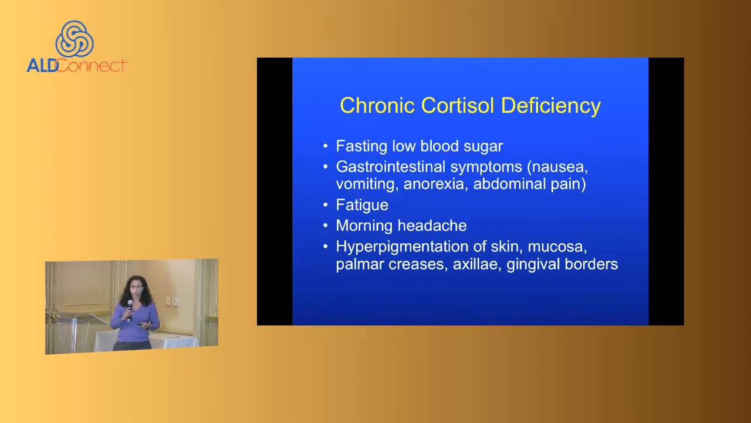If there's chronic cortisol deficiency, you could have a fasting low blood sugar. Typically, as we heard with some symptoms earlier, you'll be nauseous, you may be vomiting, you'll have a very poor appetite, abdominal pain, fatigue, and you can wake up with morning headaches. And then you could see hyperpigmentation of the skin, which is because of the high ACTH level. Not only will you see it in the skin, but you'll also see it in the palmar creases as well as in the gingival borders.